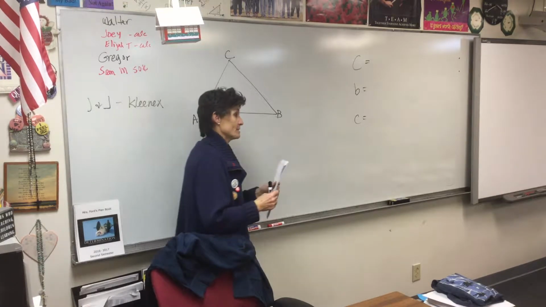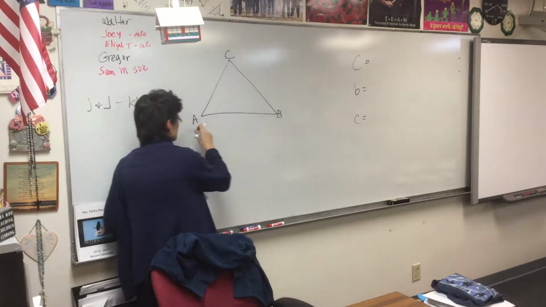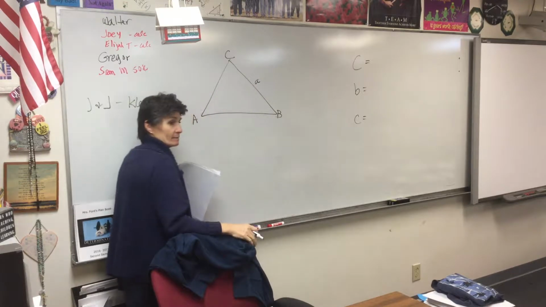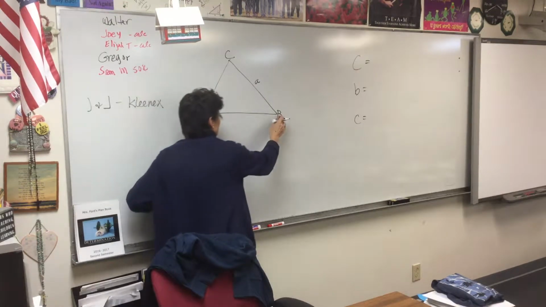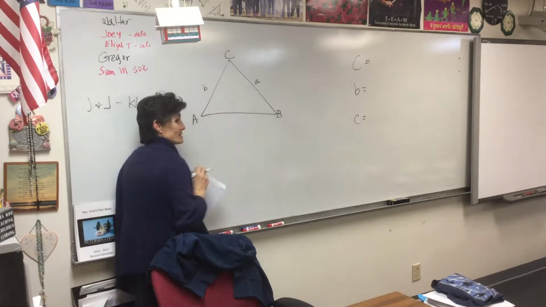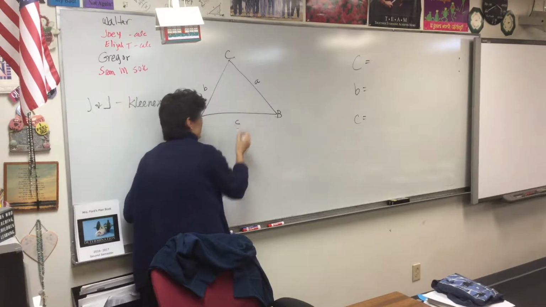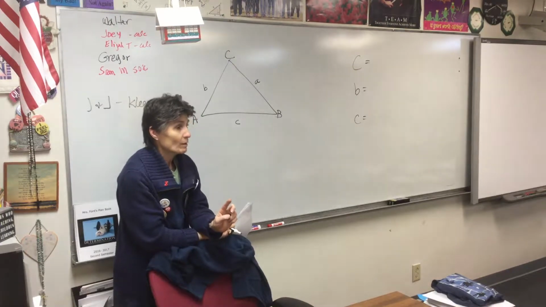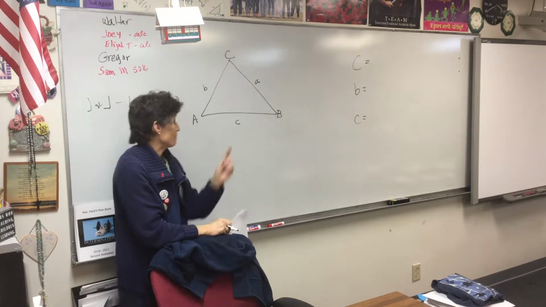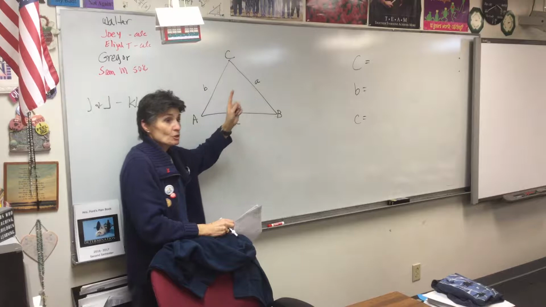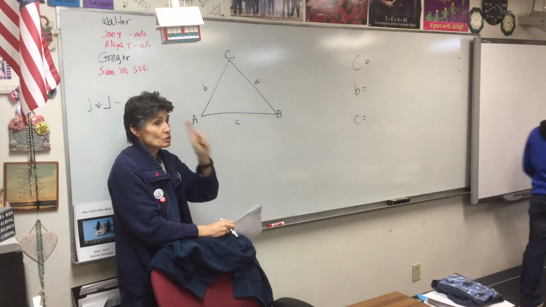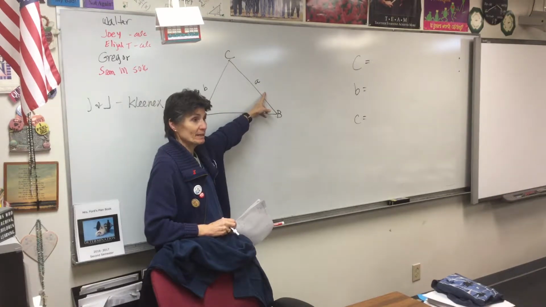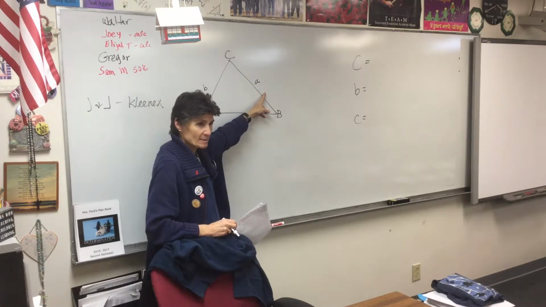What matters is that if I choose to make this angle A, then this is going to be side A. And if I have this angle B, then this is going to be side B, and this is going to be side C. So it doesn't matter where you put the big A, B, and C. You put them wherever you want. But as soon as you put down your big A, across from it has to be little a. You understand what I'm saying?